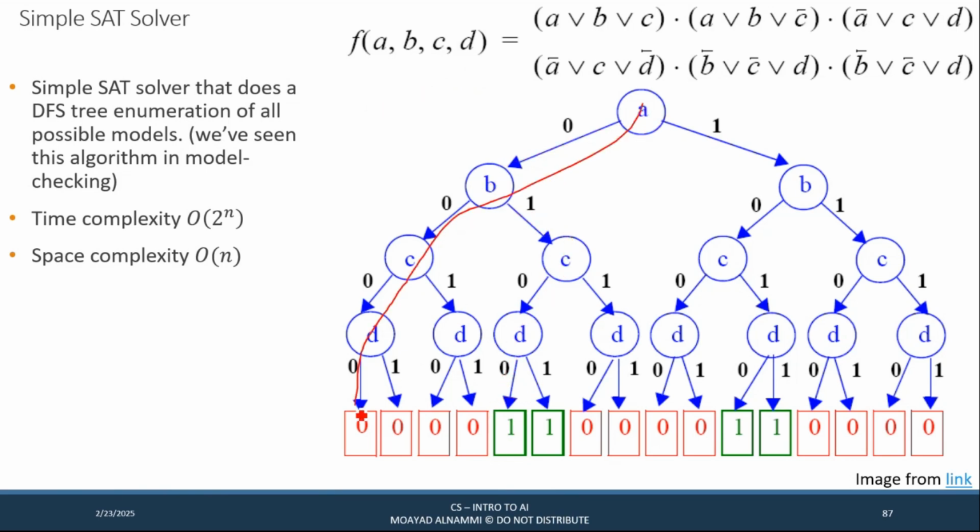Otherwise, if it went down this path, it would find this is not a satisfying assignment. It would try another path and then maybe another path and so on, kind of like how backtracking works. This is 2 to the power of n time complexity, and space complexity is O(n).